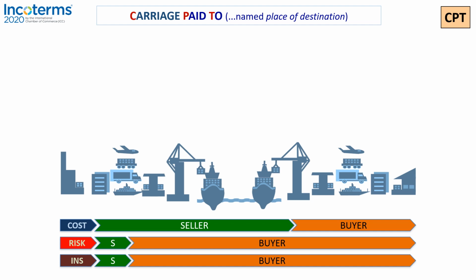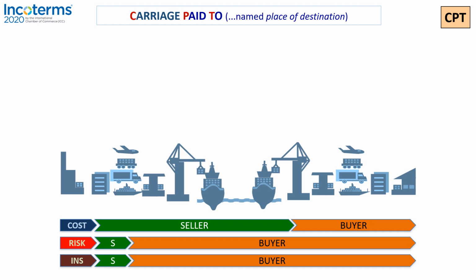The next one, so we have seen that in all modes and combinations, you've got E terms, which is EXW, and F term, which is FCA. Now we come to the C terms. So the first one is carriage paid to, up to a certain place. The picture is the same, but if you see the bars below, you will find that the cost responsibility of the seller has gone up to the destination port in this particular example, right? So that is what is implied, where the seller is paying the cost of carriage up to a particular place.